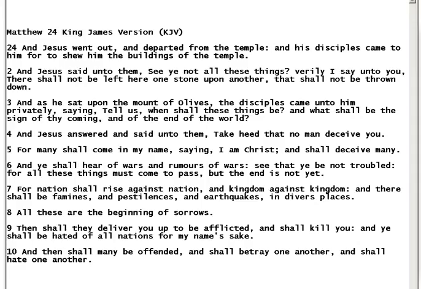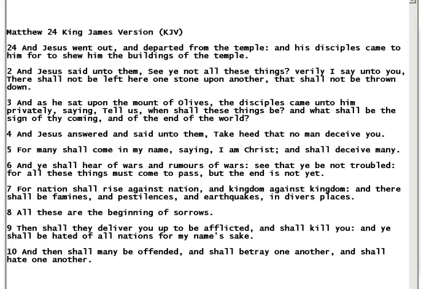Matthew 24, verses 1 through 10, but we're going to start in verse 5. "For many shall come in my name, saying, I am Christ, and shall deceive many. And ye shall hear of wars and rumors of wars. See that ye be not troubled, for all these things must come to pass, but the end is not yet.